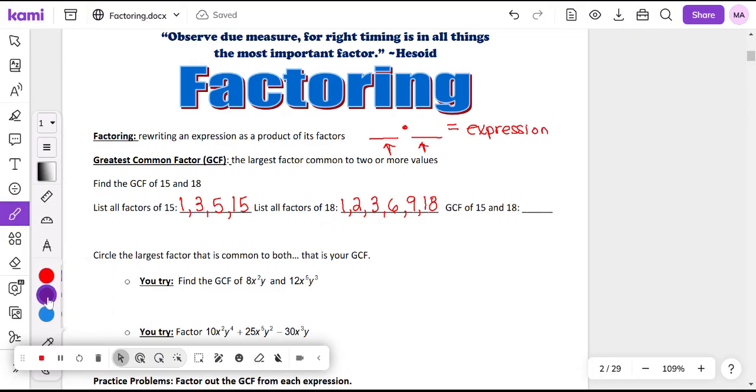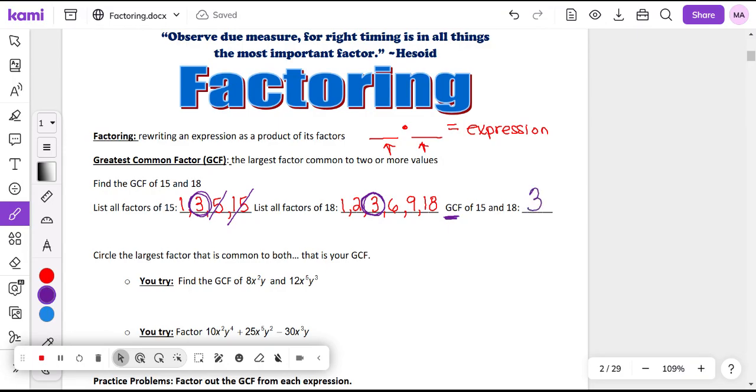Now what I have to do is look for the biggest one that they have in common. So I start with the short list and I say, well, 15 is not in that list. 5, not in that list. 3, 3. That right there and that right there they have in common. So the greatest common factor of 15 and 18 is 3.